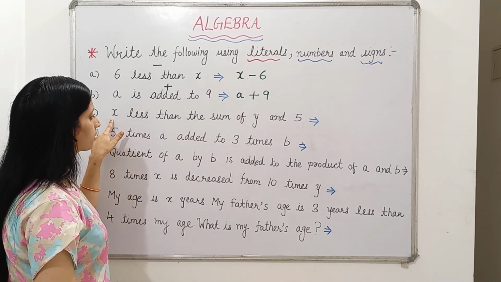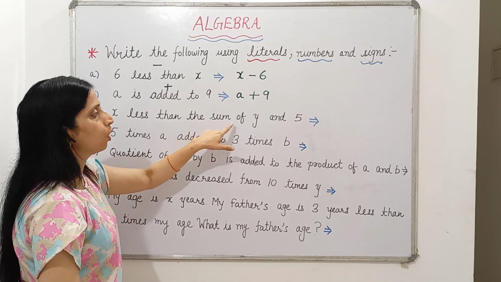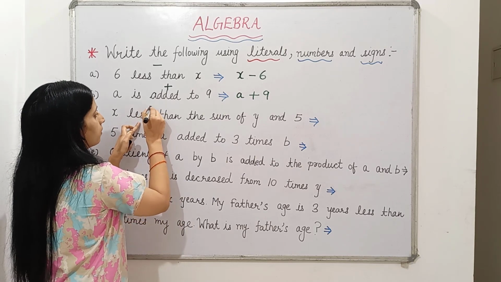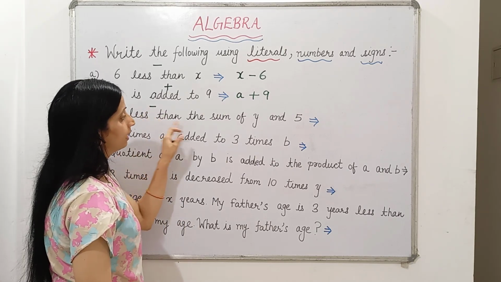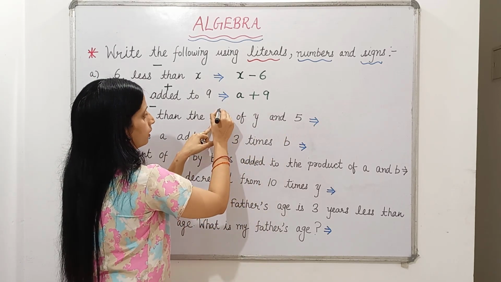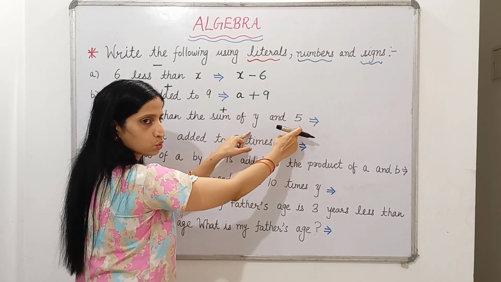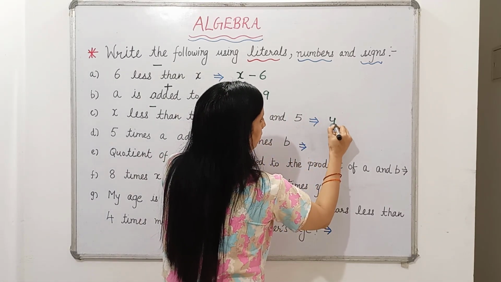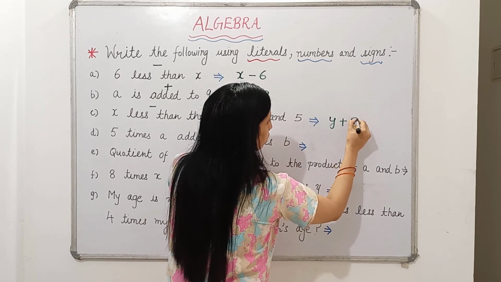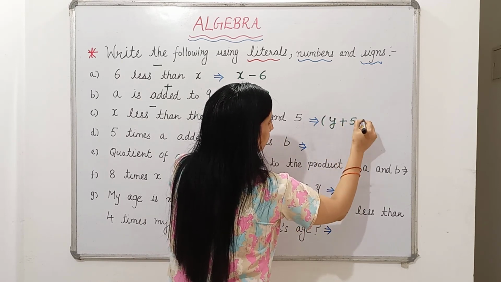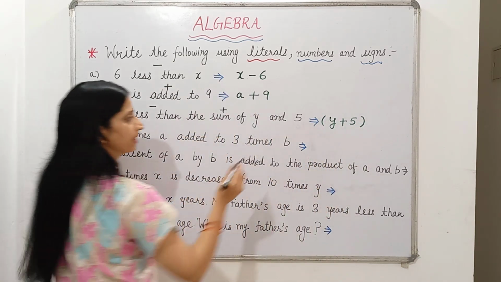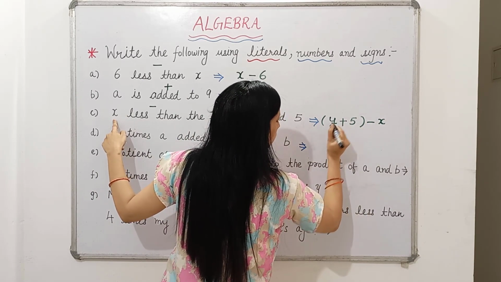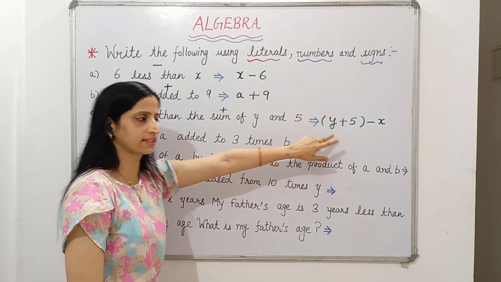Next is x less than the sum of y and 5. So x less than means we will use the symbol of minus. Then the sum of y and 5. Sum is plus, we will add these two, then we will subtract x from it. So first do this one, y plus 5. Close this in a bracket and do minus x. So this will be y plus 5 minus x.